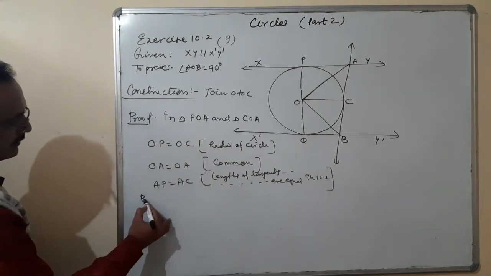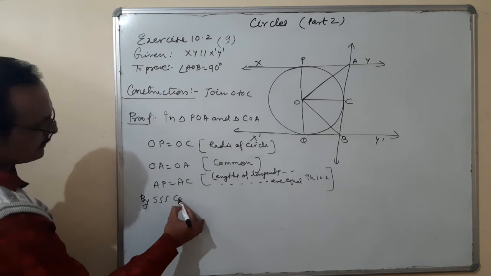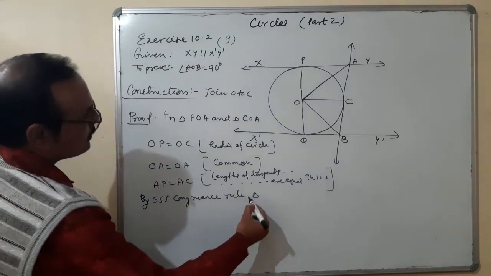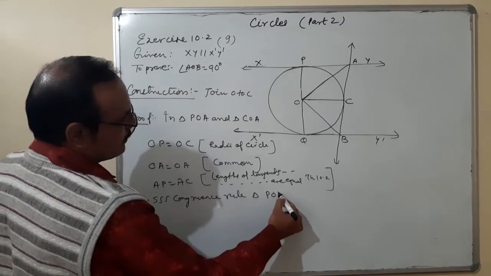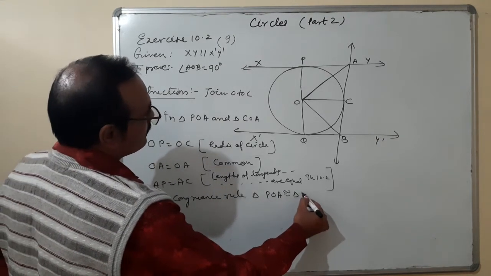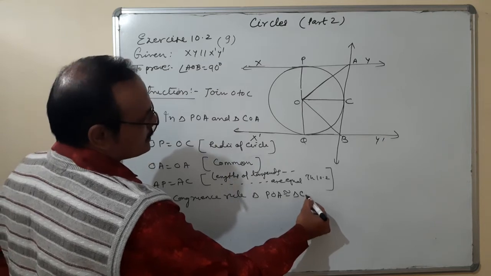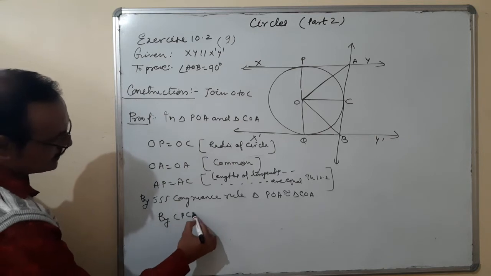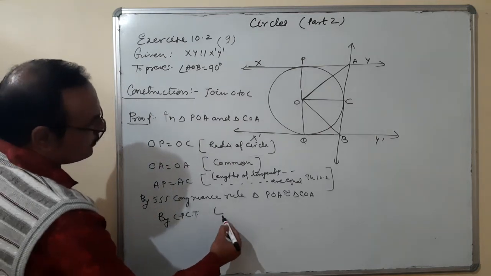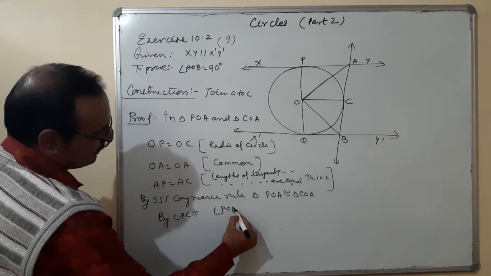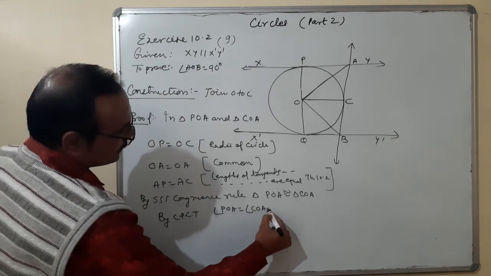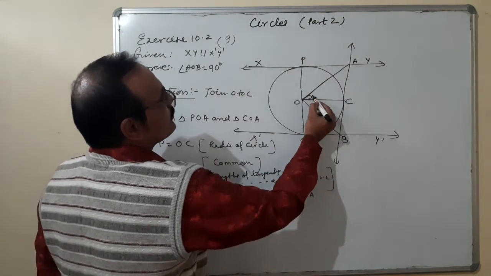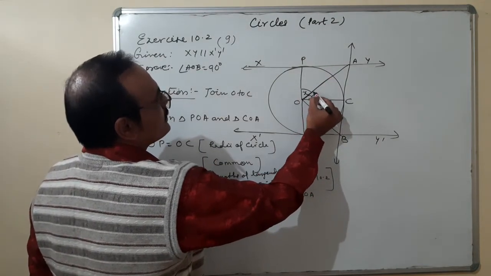So what to write here? By the side congruency rule, triangle POA is congruent to triangle COA. Therefore, by CPCT, angle POA is equal to angle COA is equal to, suppose, X. So this is X, it is also X.